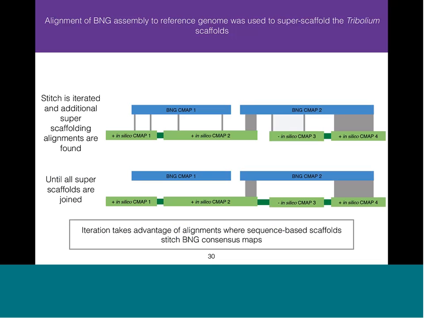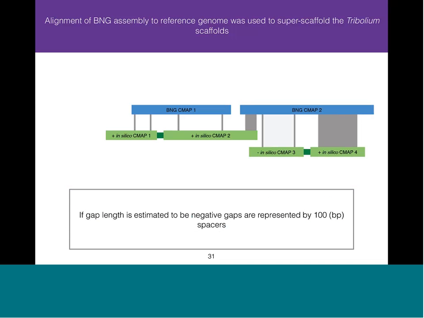Okay, so another thing that's possible for Stitch to find is a negative gap length. So we see two positive gap lengths here and then a negative gap length that's predicted based on the scaffolding alignment. So when we find negative gap lengths, what we do is replace them with 100 base pair spacers and include them in the FASTA super scaffold file.